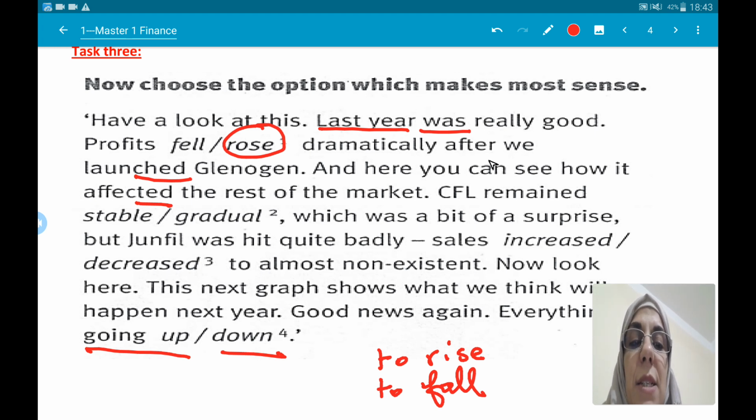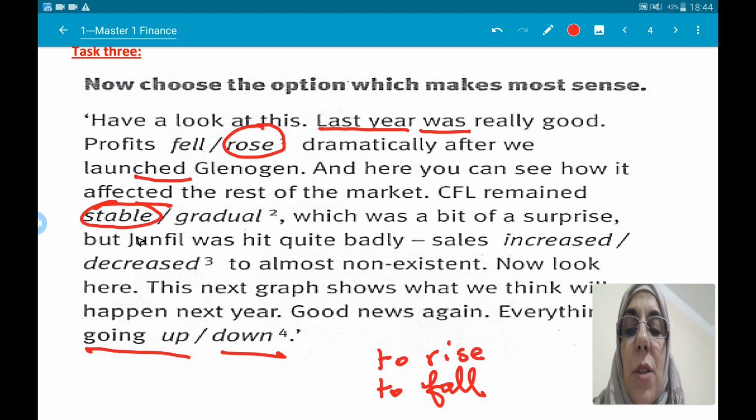And here you can see how it affected the rest of the market. CFL remained stable, gradual, which was a bit of surprise. But remained stable or gradual? Stable. Something stable. It remained stable, which was a bit of surprise, but Janfil was hit quite badly.